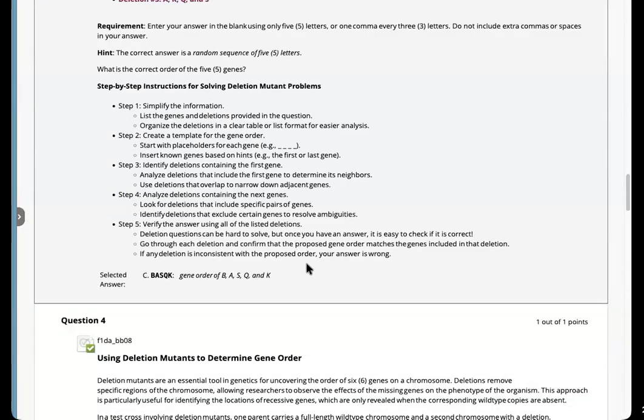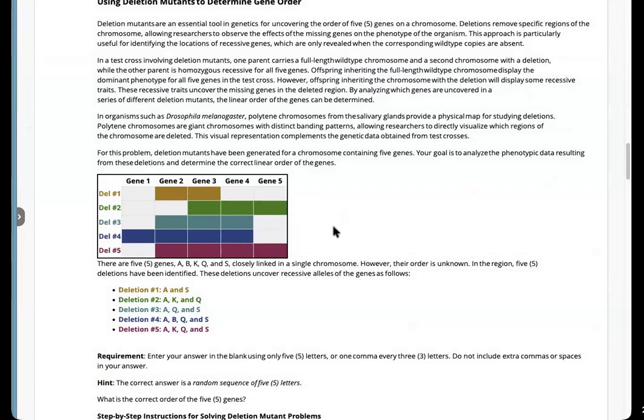So I wrote BASQK, which may not have been the one I wrote down. All right, so if we have BASQK, then deletion 4 should be BASQ, and I'm probably going to guess ABQS. Okay, so that checks out. Deletion 2 should be SQK. Deletion 2 is AQK. So I think I swapped those two. So the answer is actually BSAQK.